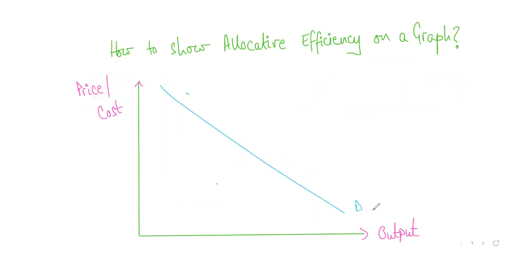Okay, now this is your demand curve, and it also shows you the price. So I can write this down as D equals P. So this is your demand curve, which is also showing you the price of the good, right? Easy, simple.